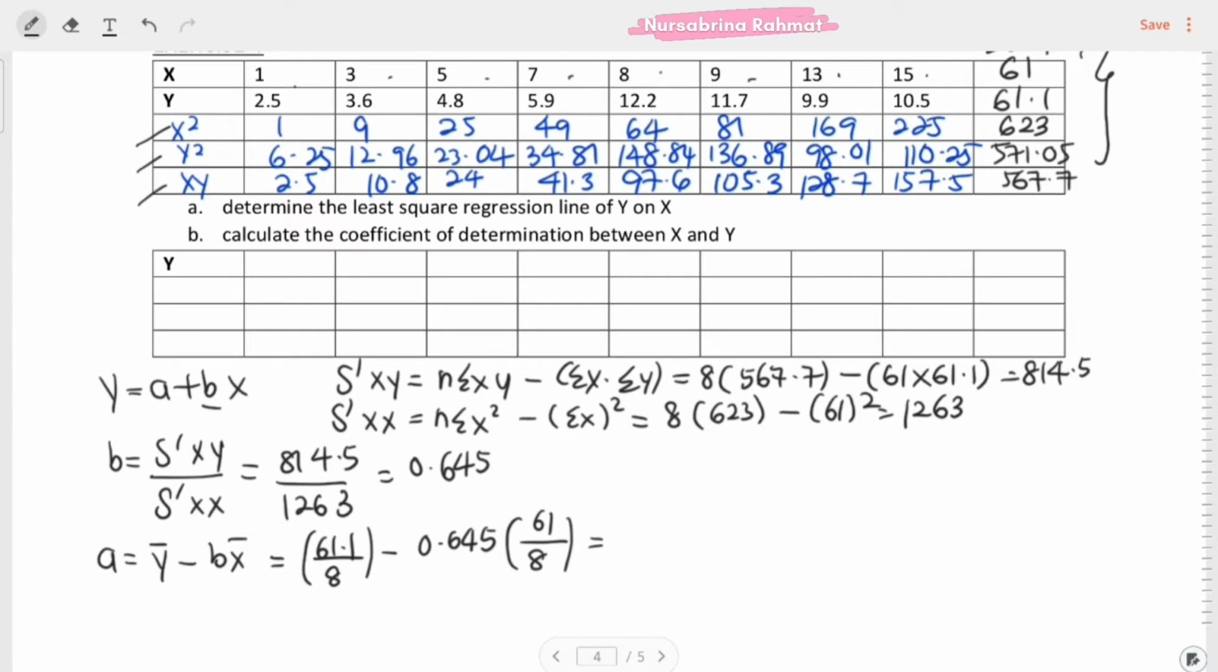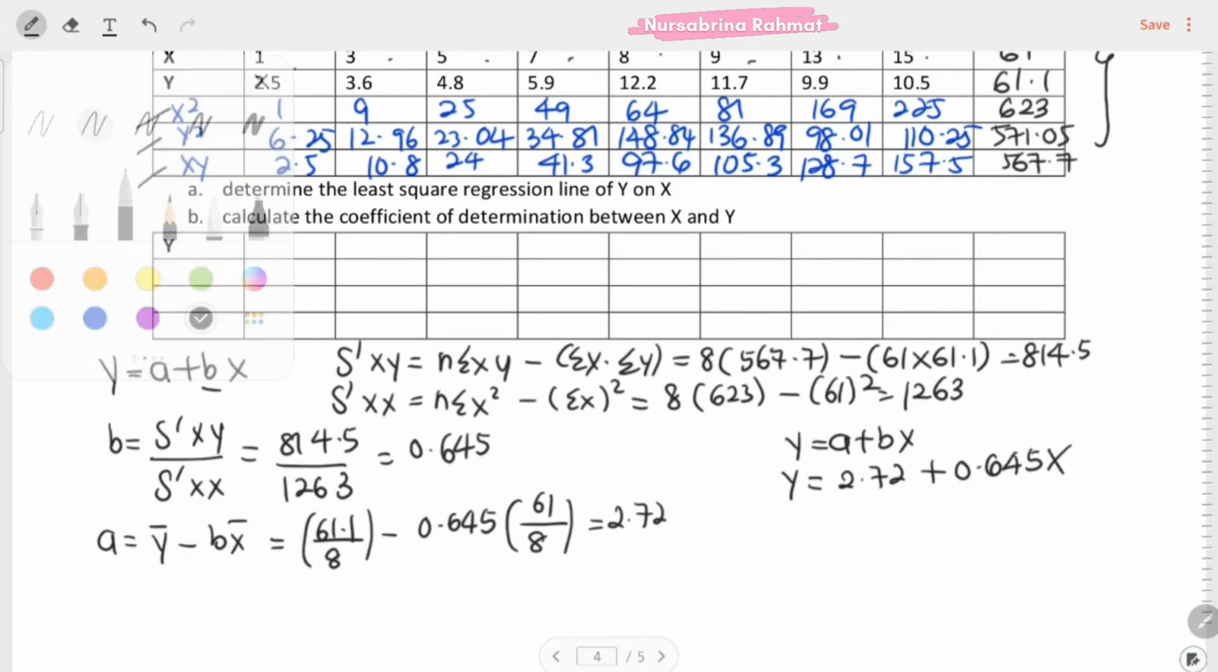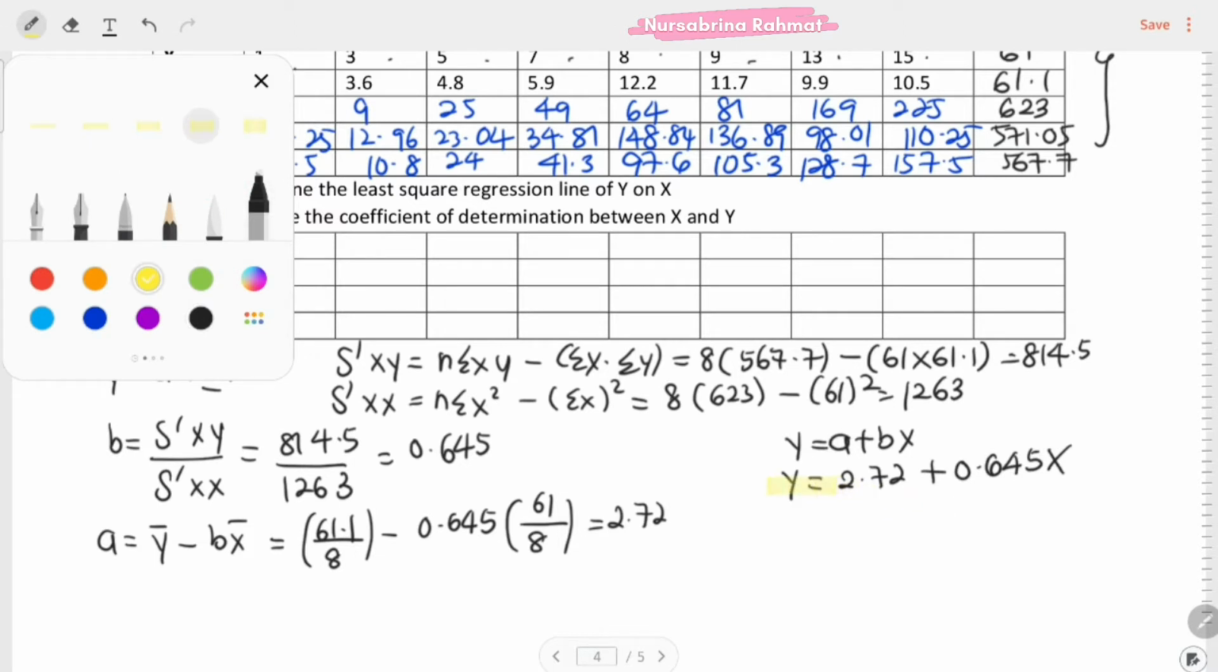Okay, so it's equivalent to 2.72. So let's write it as an equation: Y equals A plus BX. I'm going to substitute my A, which we got as 2.72, plus my B, which is 0.645, and this is X. So that is your answer for question E.